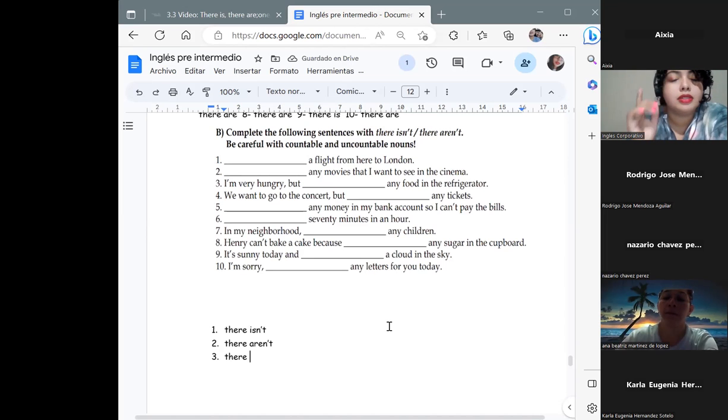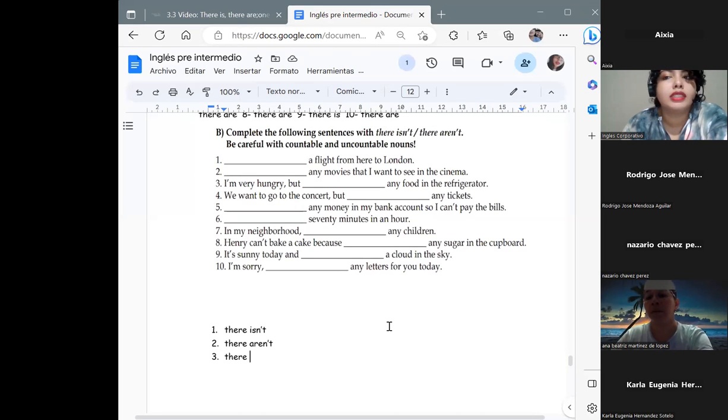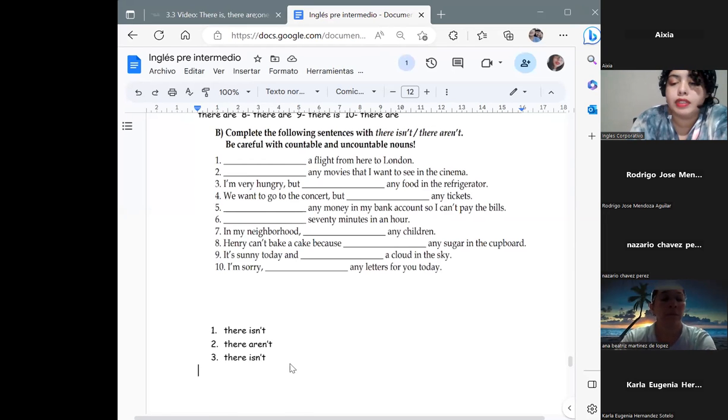There isn't. Okay, in this case, we are talking about food, and we can say that it's an uncountable noun. So by the rule, we are going to use isn't. Si es un nombre no contable, vamos a utilizar, por default, el there isn't. Sí podemos contar algunos alimentos, pero en este caso lo vamos a aplicar como un uncountable noun.